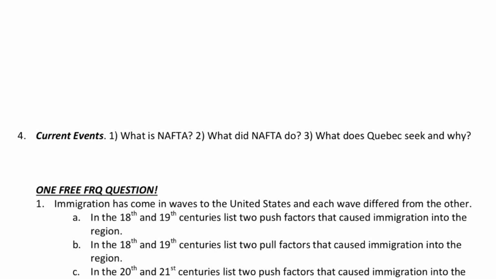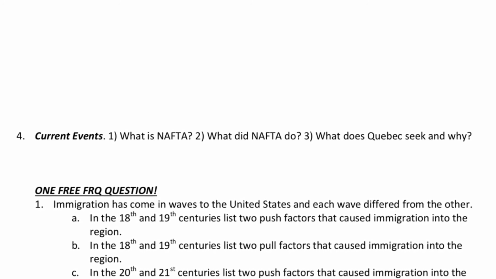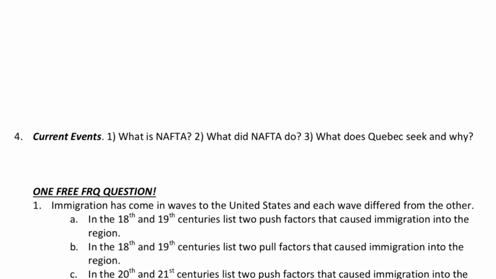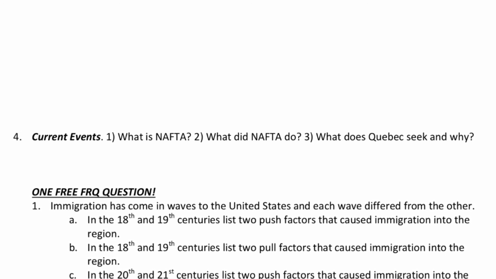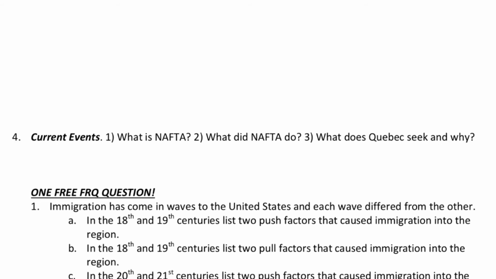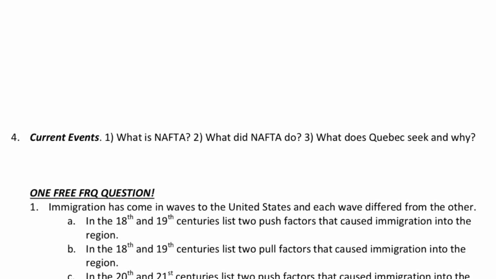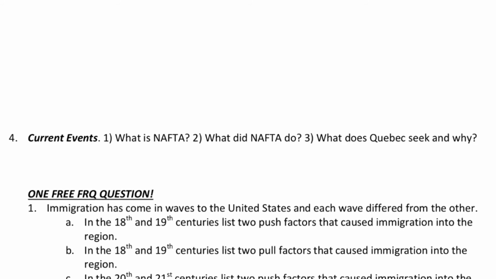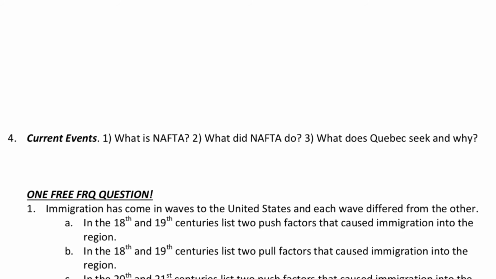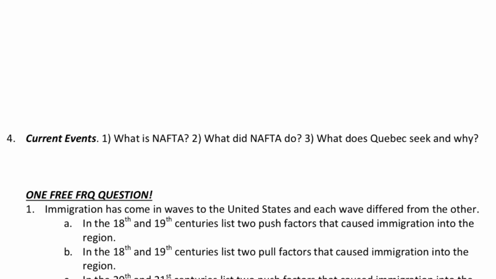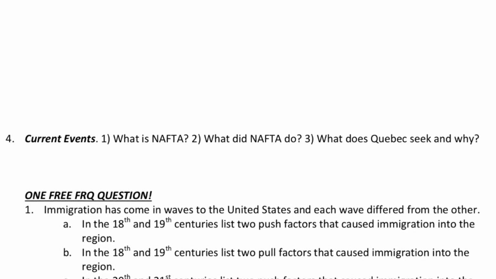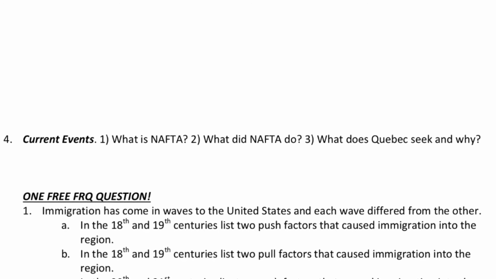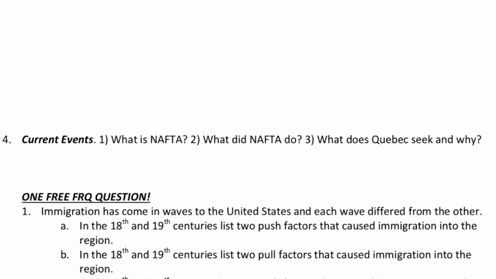Number three, what does Quebec seek presently and why? Quebec is wanting independence from Canada. They want their own government. They want their own country. The reason they want this is because it's predominantly a French culture. The rest of Canada is predominantly an English culture, and Quebec's kind of separate from that. Their background, their ethnicities are a little bit different than the other parts of Canada, and so they want to unite and have some of the shared goals within this country itself of Quebec.